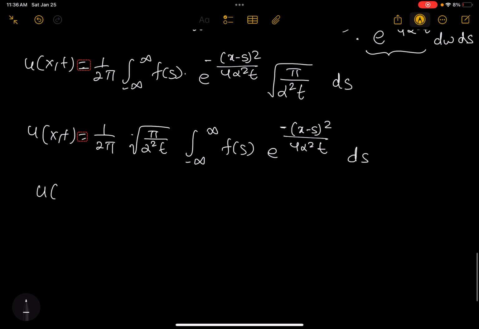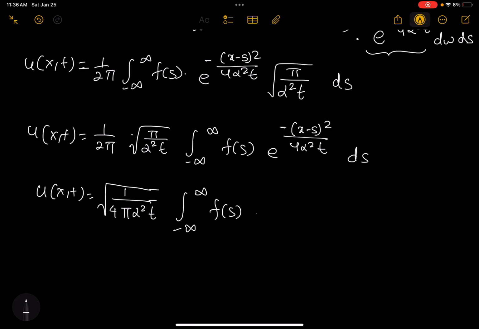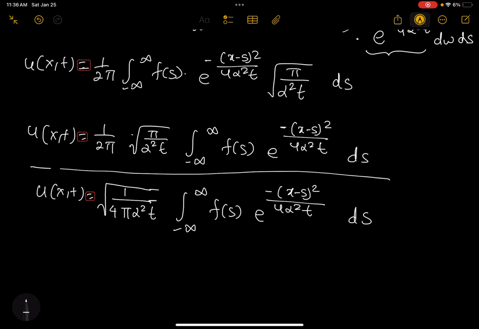Now I can simplify this: u of x comma t is just the square root of 1 by 4 pi alpha square t, times the integral from minus infinity to infinity of f of s e to the power minus (x minus s) square by 4 alpha square t ds. And that's finally our solution. Okay, guys?